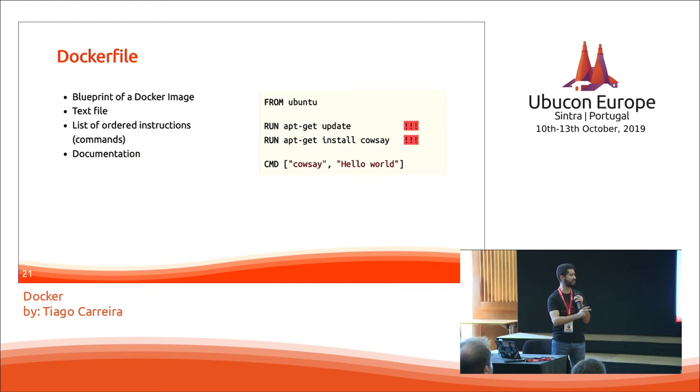There are lots of official base images. Ubuntu is one of them. It states that the file system is like an Ubuntu file system from scratch. And then I list all the steps that I need in order to build an image with all the dependencies that I need, the package dependencies and whatnot. So for those who know Docker and Dockerfiles, this is wrong. I'm going to address this later in the workshop.